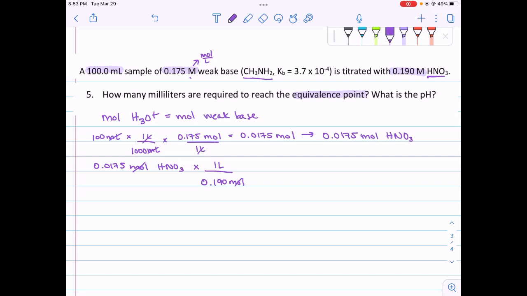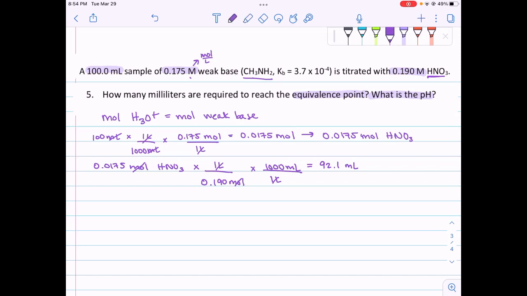But this asks how many milliliters. Let's go ahead and convert to milliliters. So now we're in milliliters. Plug all this into our calculator. And we should get 92.1 milliliters required of our strong acid in order to reach the equivalence point. So this is how much HNO3 we'll be adding to our weak base in order to get to our equivalence point. So the next part of this question asks, what is the pH? So what is the pH at the equivalence point?